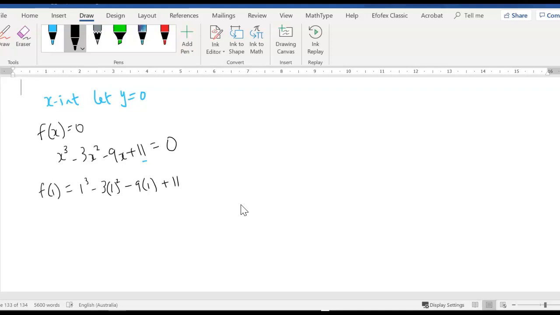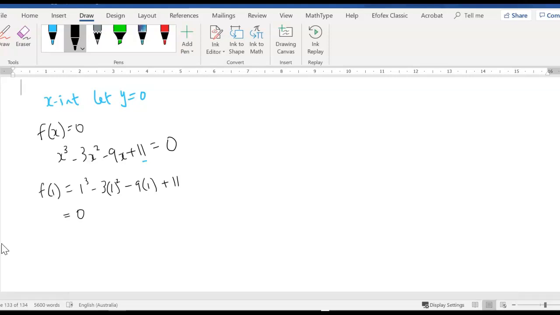And you can just do that on your calculator if you like, and that's equal to 0. You don't have to go expanding it. You can actually define your function, f of x, in your calculator. And I might do that towards the end to show you how to also do it on the calculator. But for your SAC, the more you do by hand, the more marks you're going to get.